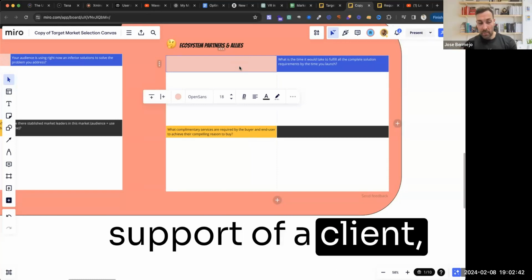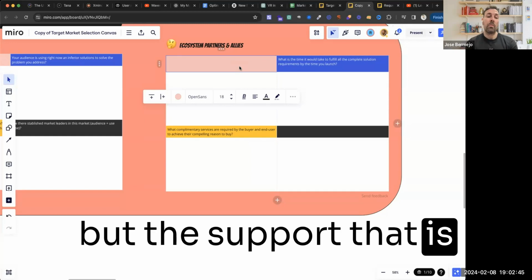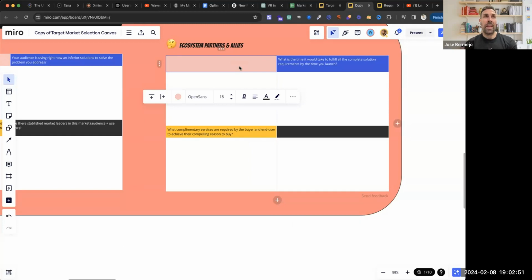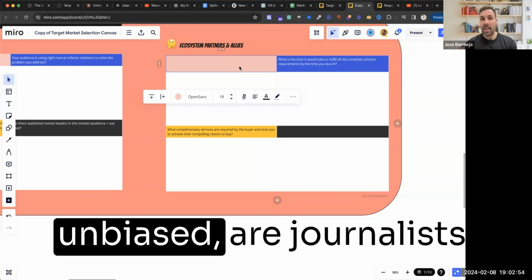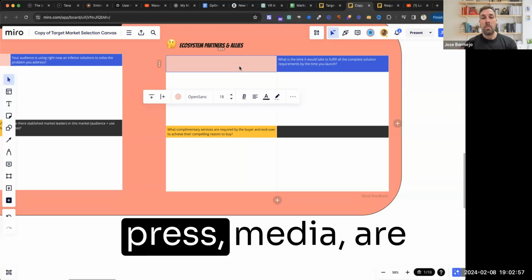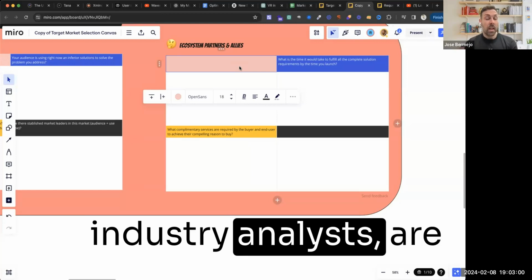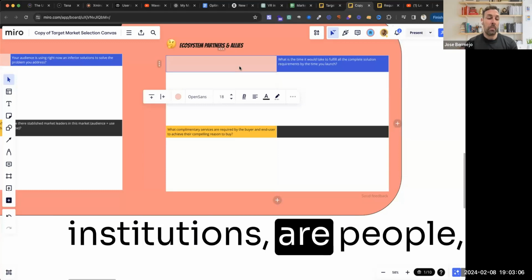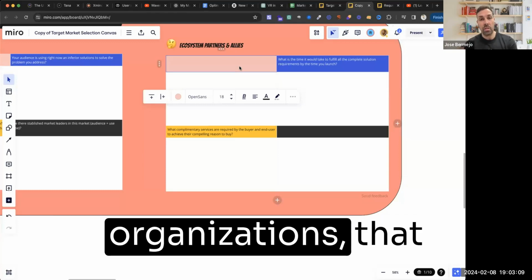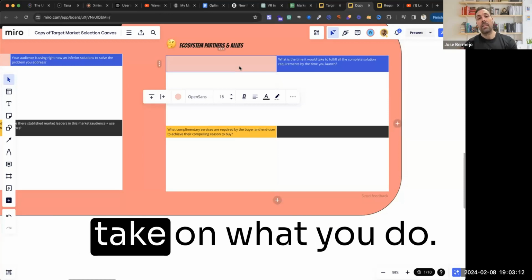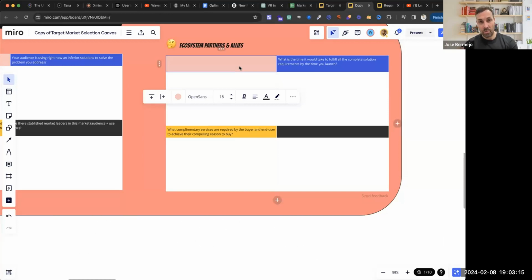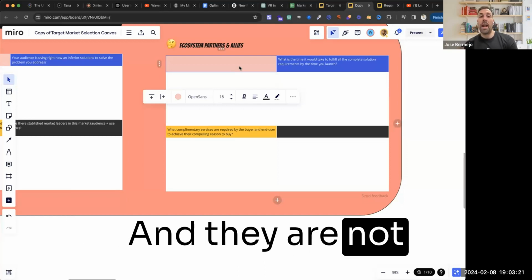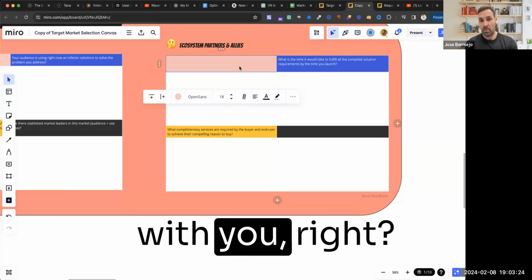So you want the support of a client, but the support that is better for prospective customers, because prospective customers take their communications as unbiased, are journalists, press, media, industry analysts, thought leaders, consultants, other types of contractors, educational institutions. These are institutions and organizations that don't have a take on what you do. They don't make money on what you do. They don't have an interest. And they are not biased because of their relationship with you, right?